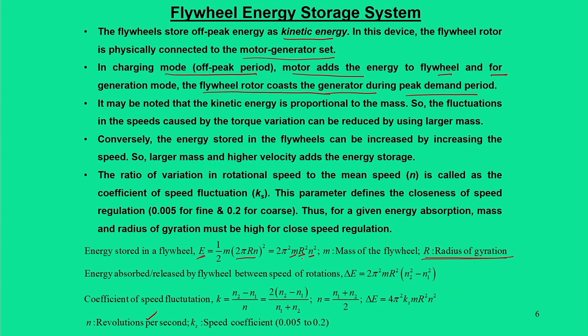So, for that, what we can say is that we can rewrite these expressions. Energy absorbed or released by the flywheel between any two speeds of operation can be expressed as 2π²mr²(n2² − n1²). So, this is the final expression for speed fluctuation. But normally, we do not have much control over the fluctuation in the demands. So, whatever may be the fluctuation, we can ensure that we are delivering the energy with least fluctuations with respect to speed.